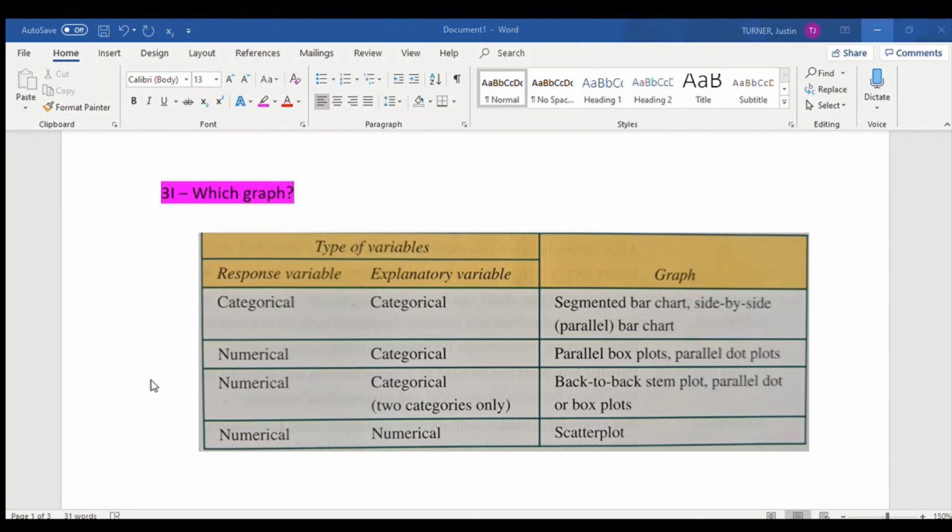For example, if you have your response variable as a numerical data set and your explanatory variable as a categorical data set, the best way to display this data is in parallel box plots, or you could choose parallel dot plots.